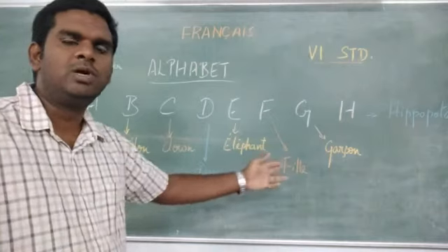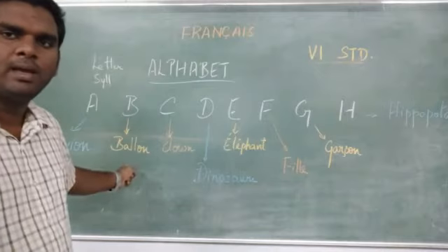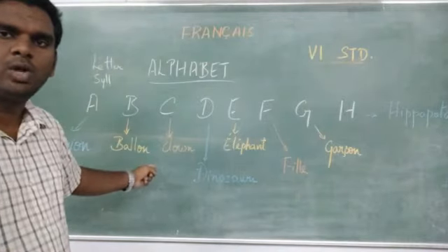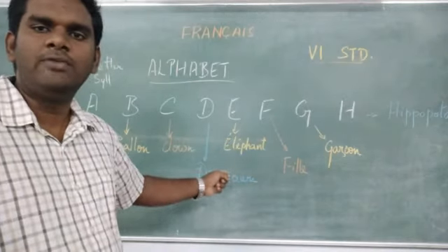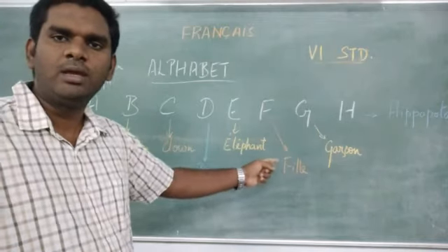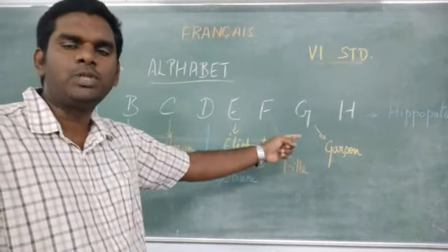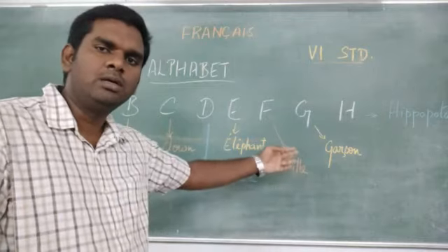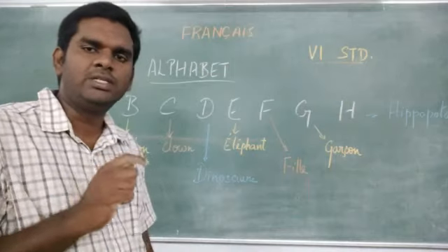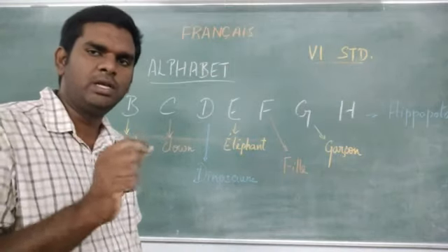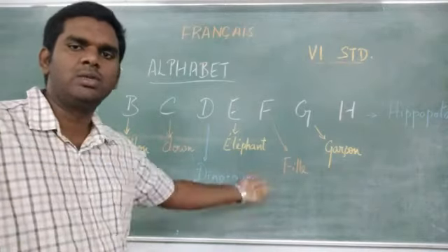So I will introduce the words which we have seen already. A, avion. B, ballon. C, clown. D, dinosaure. E, éléphant. F, fille. G, garçon. H, hippopotame. Normally, G will have the J sound when it is alone, okay? But when it is joining with another consonant or vowel, the sound will change. Here, J is changed to Ga. Why? Because the word is garçon.